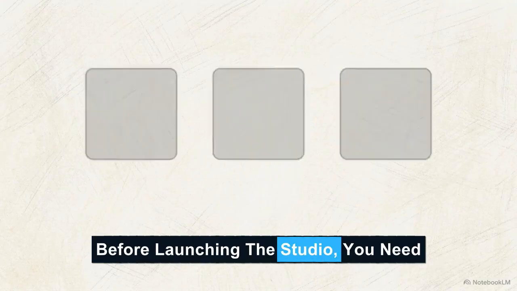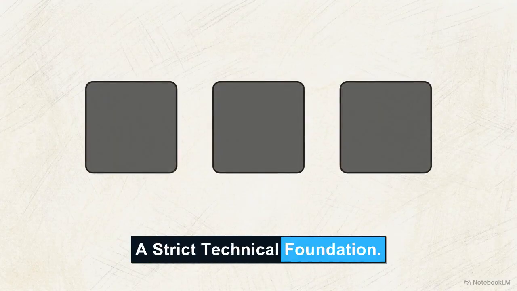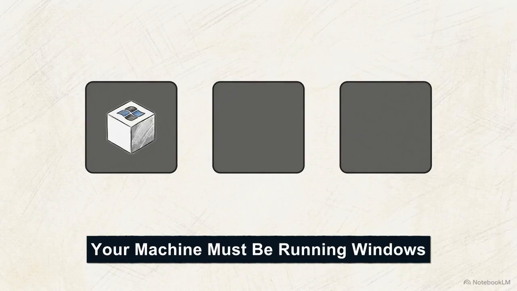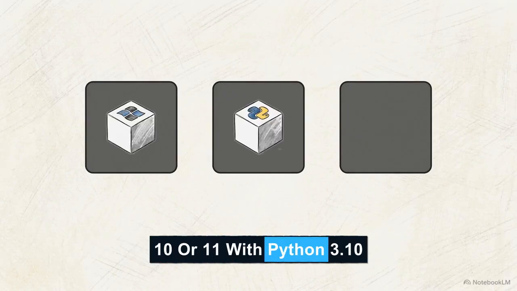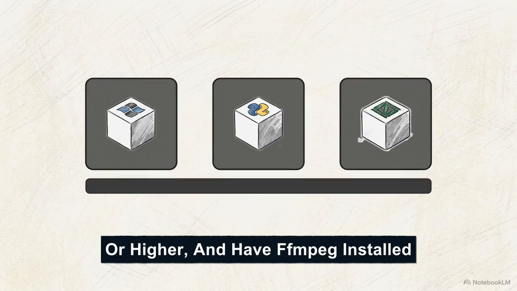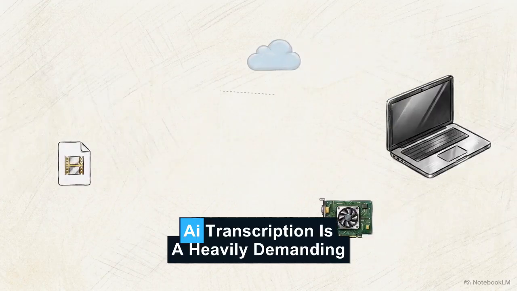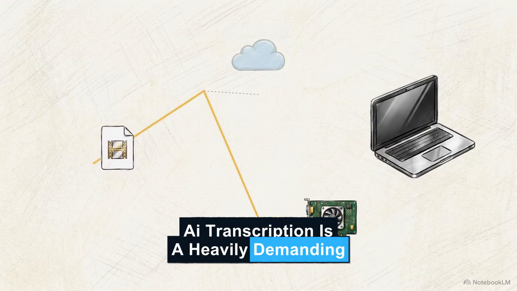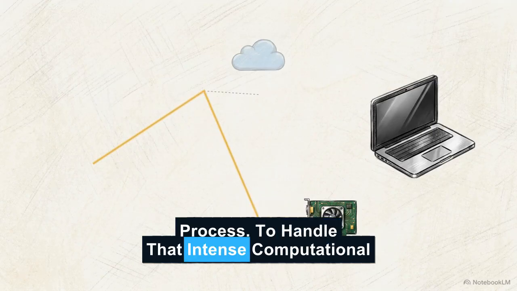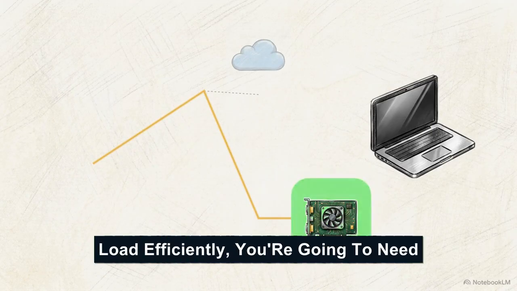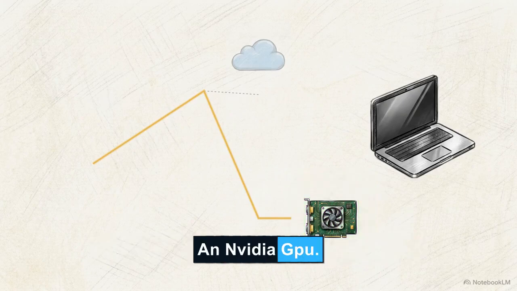Before launching the studio, you need a strict technical foundation. Your machine must be running Windows 10 or 11 with Python 3.10 or higher and have FFmpeg installed to handle the actual video processing. AI transcription is a heavily demanding process. To handle that intense computational load efficiently, you're going to need an NVIDIA GPU.